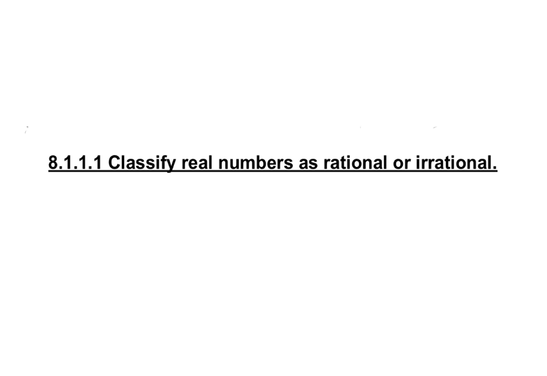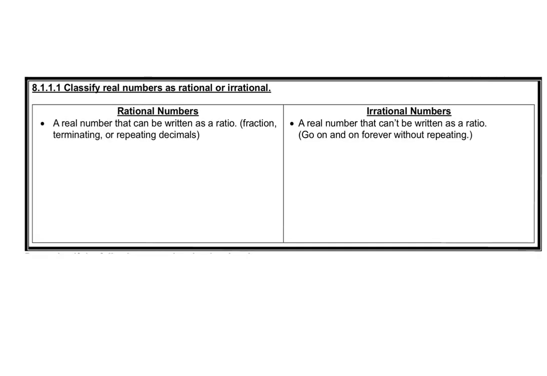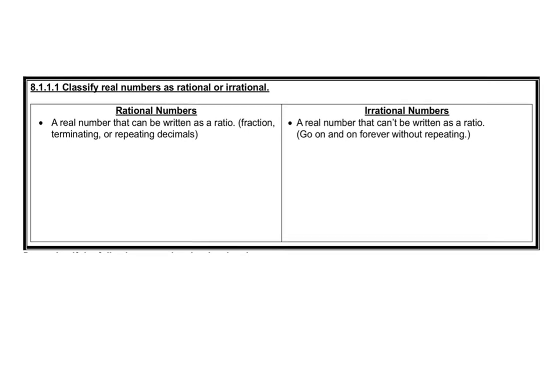In this lesson, we're going to classify real numbers as rational or irrational. All right, so let's go ahead and talk about our rational numbers first. A rational number is a real number that can be written as a ratio, meaning that it can be written as a fraction, as a terminating decimal, or as a repeating decimal.